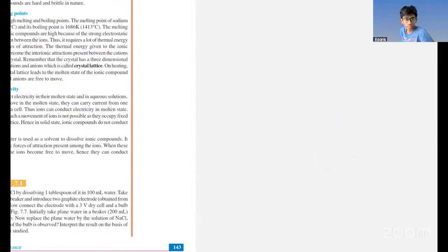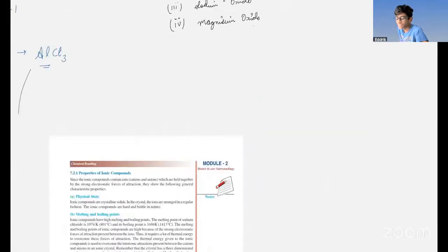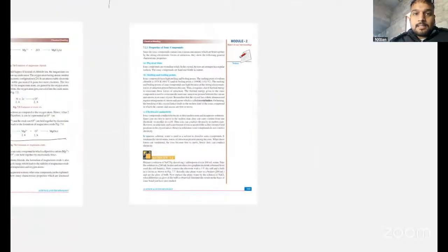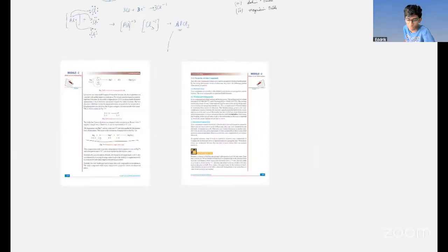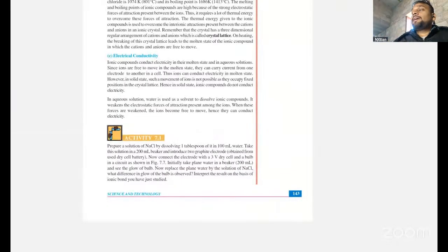Sir, yes. The water has ions, H plus and OH minus. Because of that only, it is able to conduct electricity. No, but distilled water also has H plus ions and OH minus ions, but still it will not conduct electricity, because water itself will not conduct electricity.